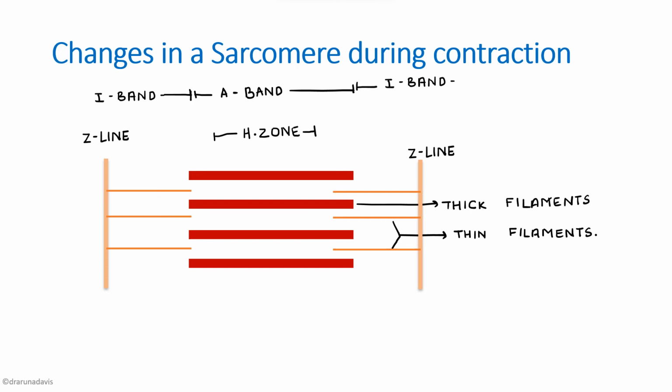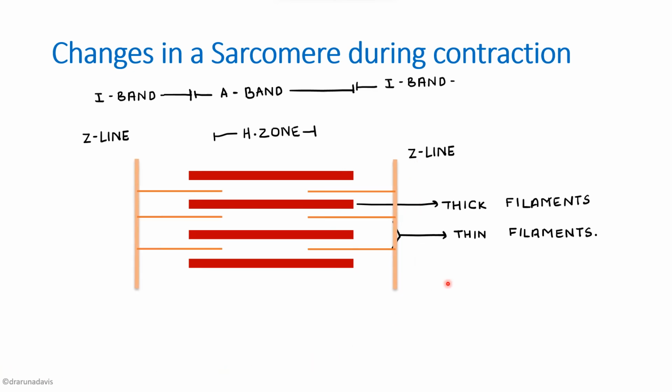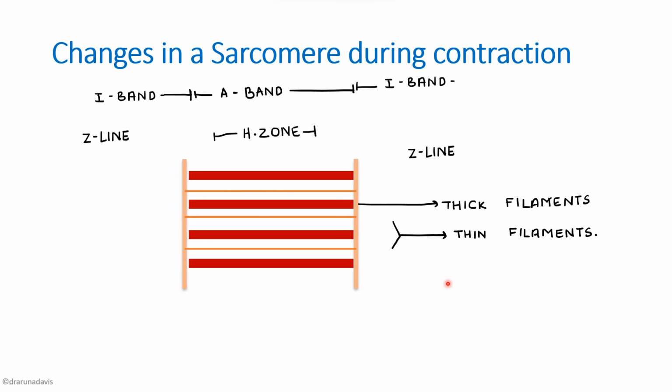Now we should also know the changes in a sarcomere during contraction. I said that this is the basic structure of a sarcomere, right? So what happens during a contraction? During a contraction, due to the sliding movement, the thin filament will be sliding over the thick filaments. So what are the changes that are occurring here? Here we can see that the A band remains constant. There is no change for the A band.